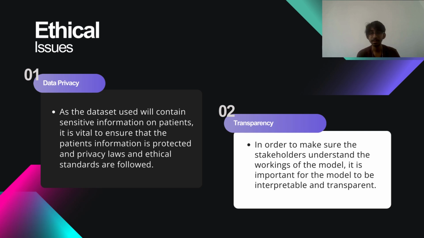Secondly, the ethical issues that we would face, the first one being data privacy. As the dataset will contain sensitive information on patients, it is vital to ensure that the patient's information is protected and privacy laws and ethical standards are followed. The second one is transparency. In order to make sure the stakeholders understand the workings of the model, it is important for the model to be interpretable and transparent.